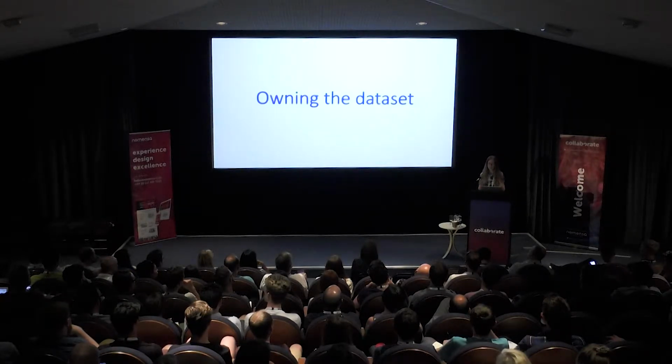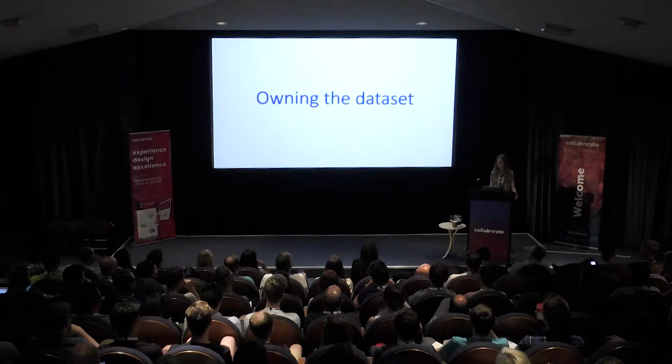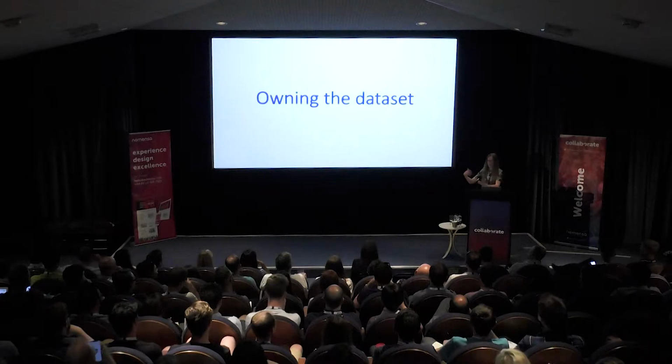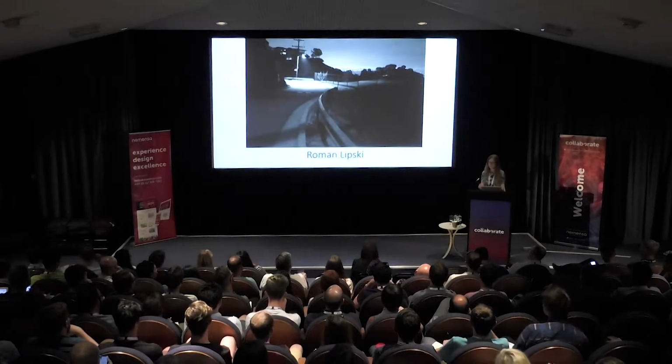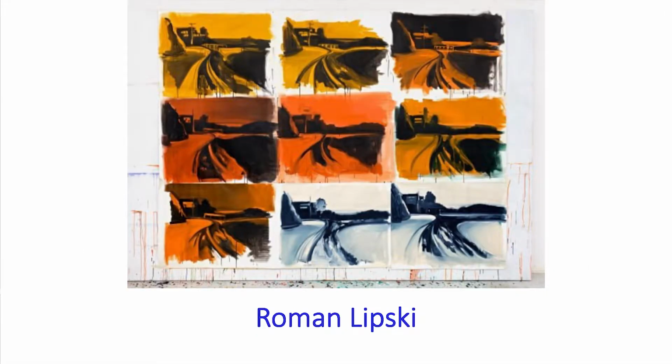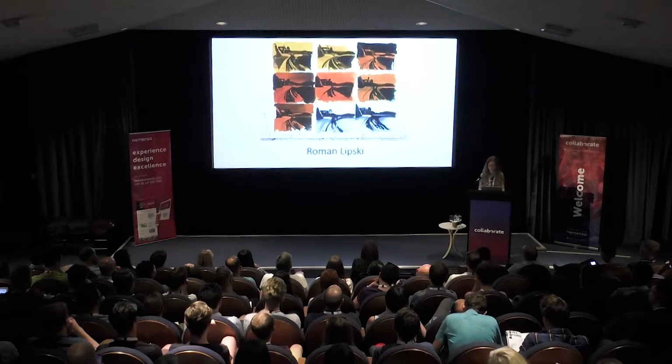There are some artists who place a lot of attention on the dataset component, so on the images or texts or videos that they feed into the algorithm to then get further results. One of the first artists to do this was Roman Lipski, who took a photograph of this nighttime scene in LA, and then he painted 9 different versions of this photograph because he is a painter. That's what he does, and this is one of his first interactions with this image generation technology.